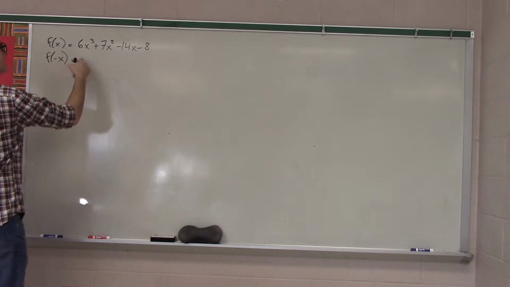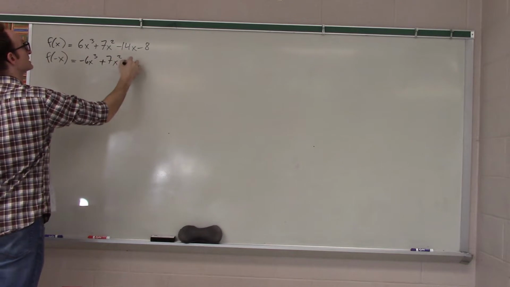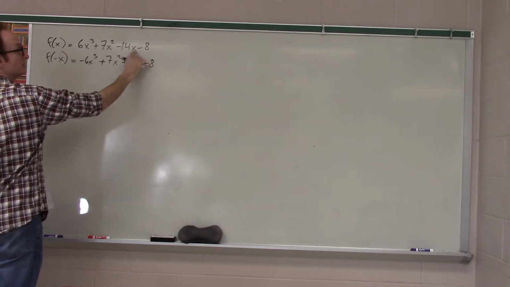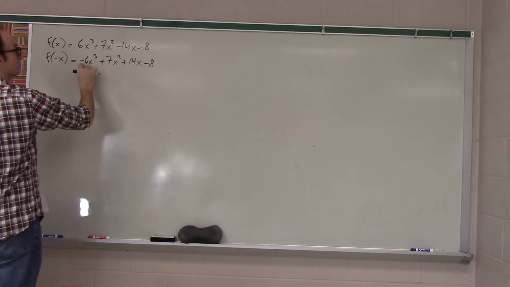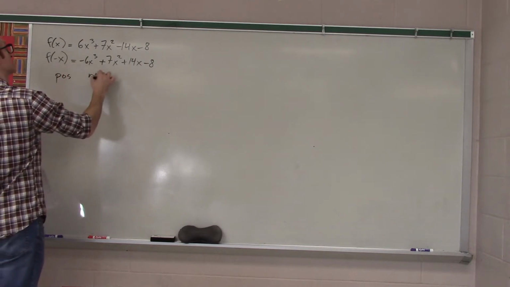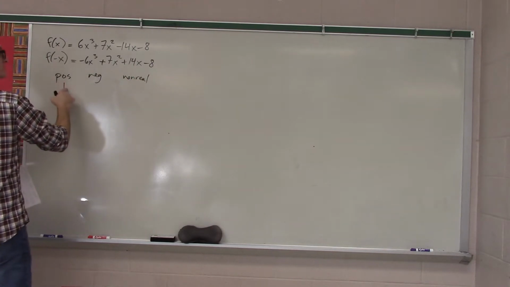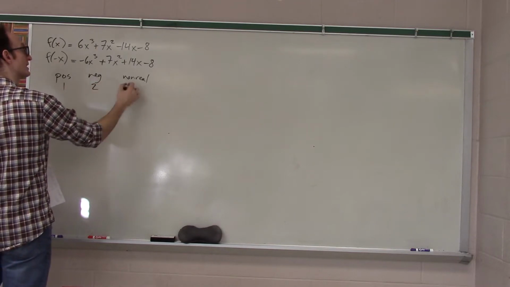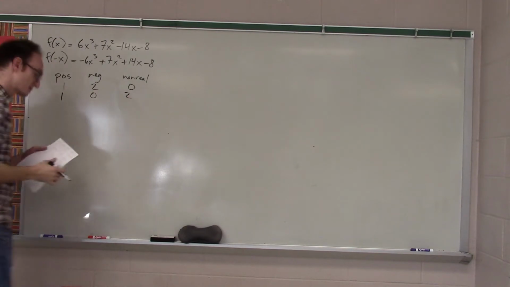We look at f of negative x and we get negative 6x cubed plus 7x squared plus 14x minus 8. There's one sign change in f, from negative to positive, and from negative to positive to negative there are two sign changes in f of negative x. And so the chart looks like this. We learn that there's guaranteed to be one positive real root, but there might be two negative real roots, or there might be none. So that wasn't super helpful.